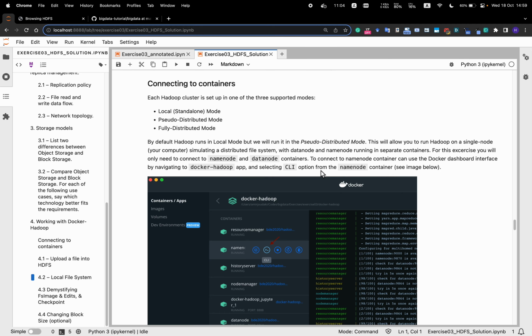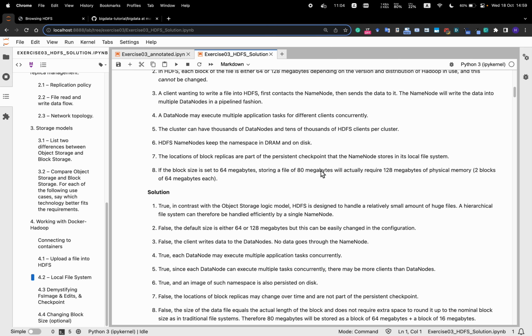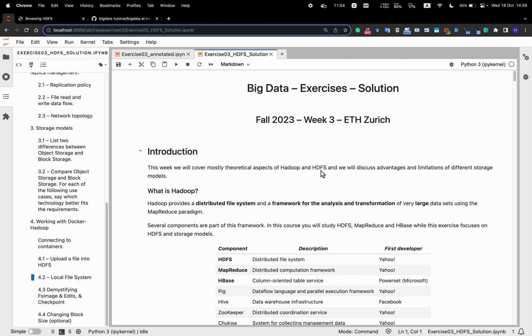Then let me see my checklist. This week we don't have a Jupyter notebook, so this is the only notebook you should practice with. Other than that, that's it, guys.